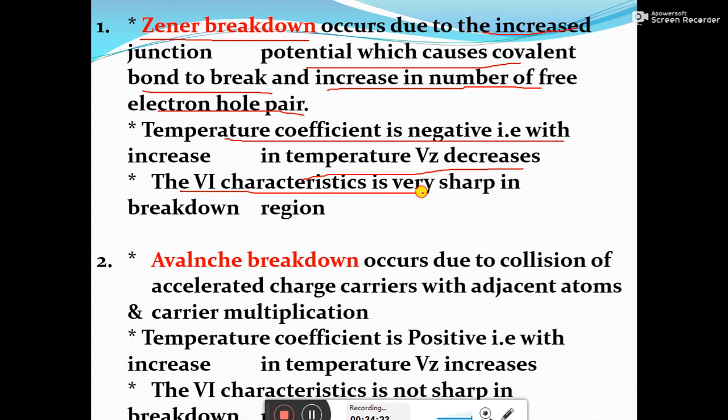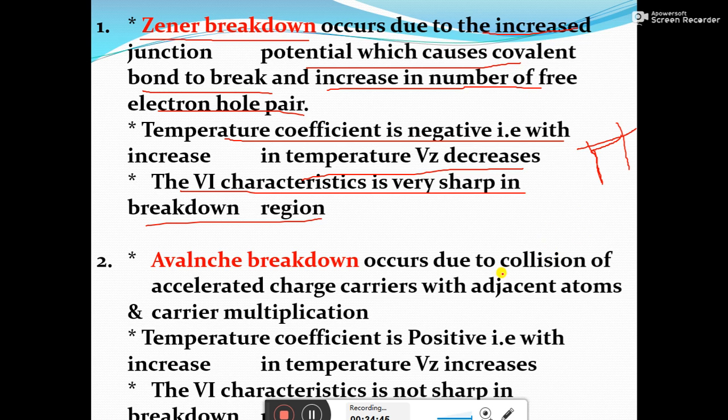And the VI characteristic is very sharp. Whatever the Zener voltage, the breakdown voltage it is designed for, exactly at that potential the Zener breakdown occurs. So let's say if it is designed for 6 volts, exactly at 6 only the breakdown occurs.